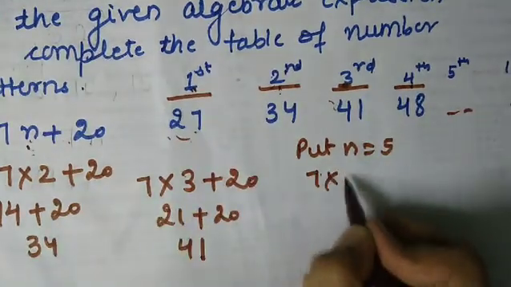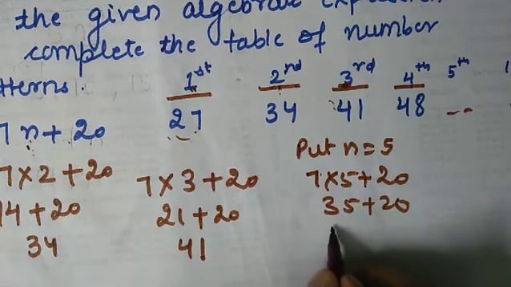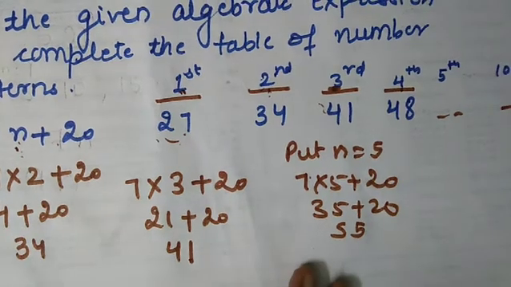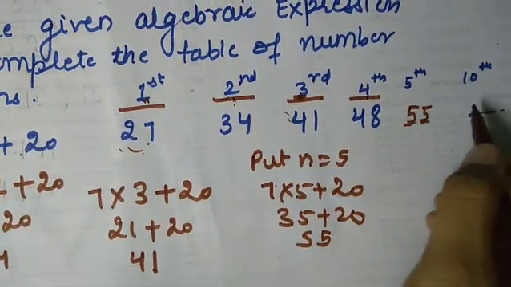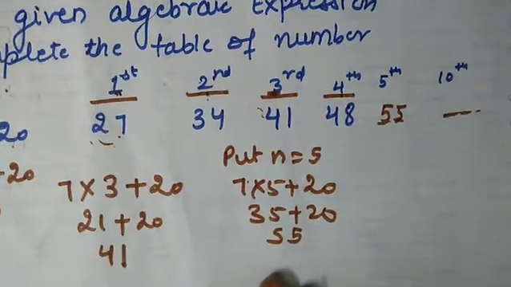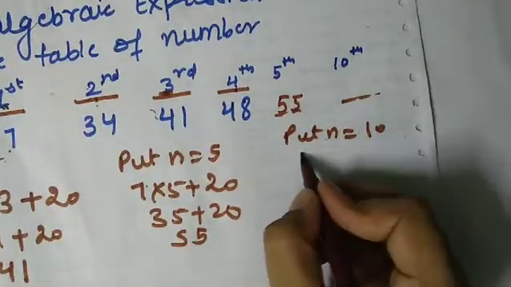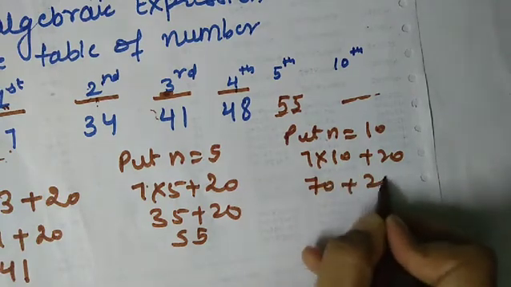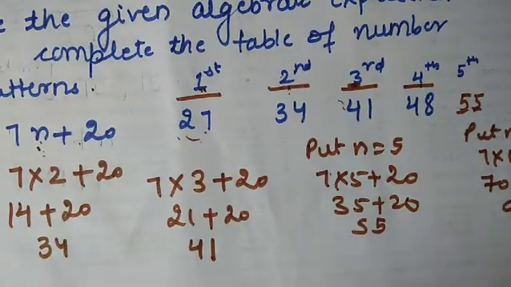So it will be 7 into 5 plus 20. 7 fives are 35 plus 20, so it will be 55. Okay, so the fifth term will be 55. Now suppose you have to find the 10th. It means you have to put n equals 10 in the given expression. So it will be 7 into 10 plus 20. 7 into 10 will be 70 plus 20, and it will be 90. Same way you have to fill the table given in your book.